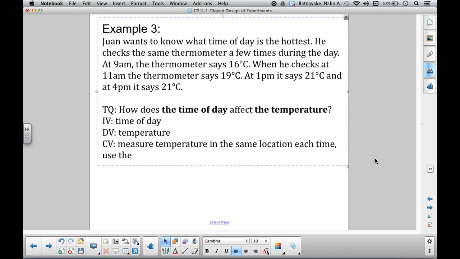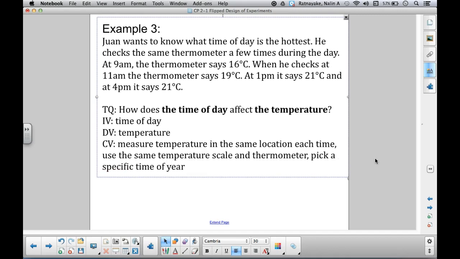I probably want to use the same temperature scale and thermometer. What if thermometers are calibrated differently, or some of them are a little bit different than others? I may not be able to really tell what the answer to my testable question is. And if I wanted to get a really big picture, I maybe want to pick a specific time of year or a particular day, for example. I mean, if I did this experiment in the winter, maybe it's different than if I did the experiment in the height of summer.